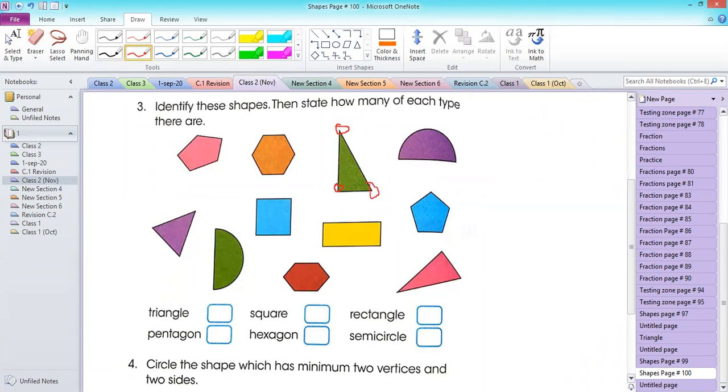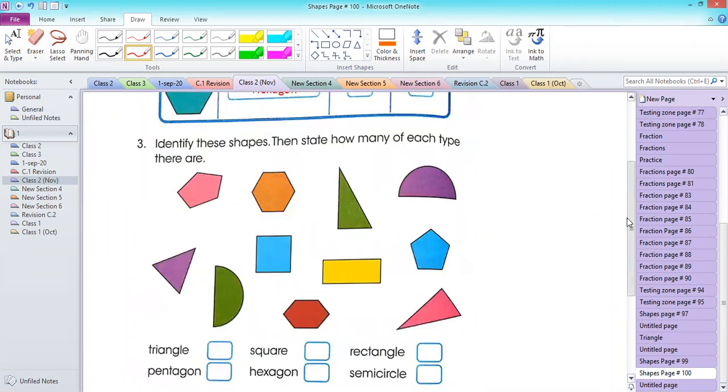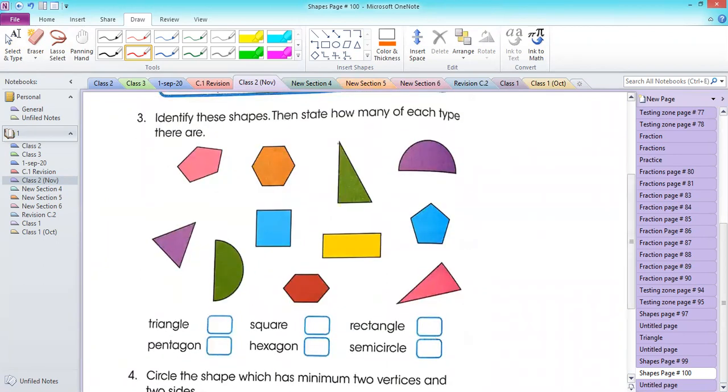1, 2, and 3. And it is also having 3 sides. If you look here, you can also see there are 3 sides. This is 1, this is 2 and this is 3. So it is 1. Don't need to write it.